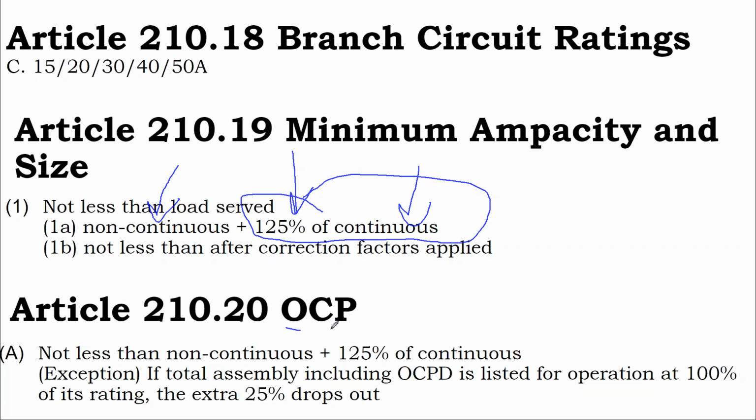So the overcurrent protection device should be not less than the non-continuous loads plus 125% of the continuous load. And so you take the continuous load, you add 25%, and then you round up to the nearest breaker size to get your breaker selection. So the cable itself is sized for 125% of the continuous load, and then the breaker is the next size up.